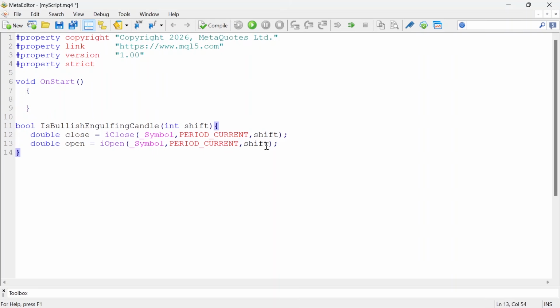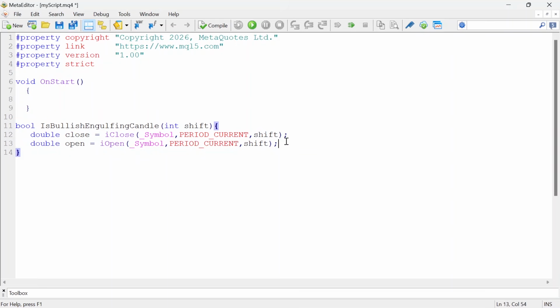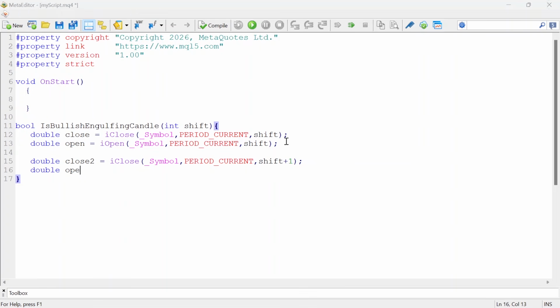Now, this is just for the candle on the right hand side. We also need to get these same details for the candle on the left hand side. So we can simply say close2, close, right? For this, then this shift plus 1, right? Then we can say open2, which is the open of the candle on the left hand side.